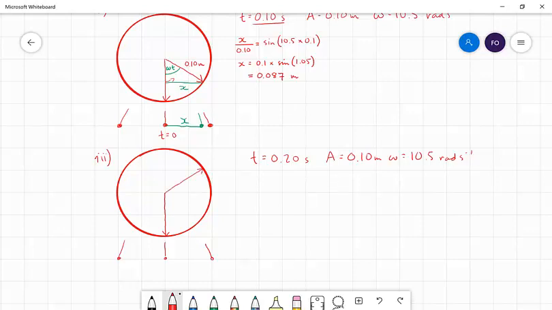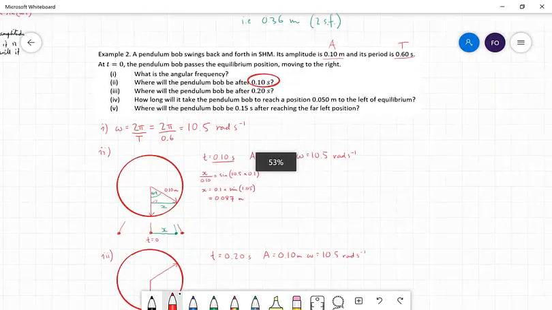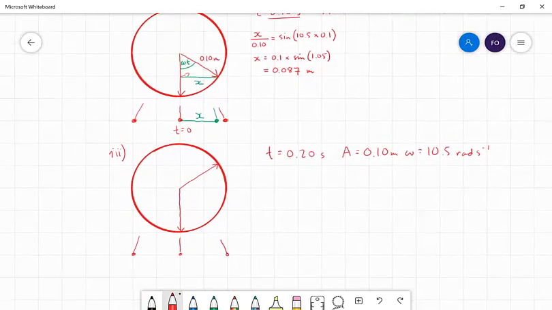So we're interested in how far from the equilibrium position it is at that time. Is that the question? Let's just have a look at the question again. Where will the pendulum bob be after 0.2 seconds? Okay. So we do know that the time that it takes to go through here is going to be 0.05 seconds, because the time that it takes to go to that point is 0.15 seconds.